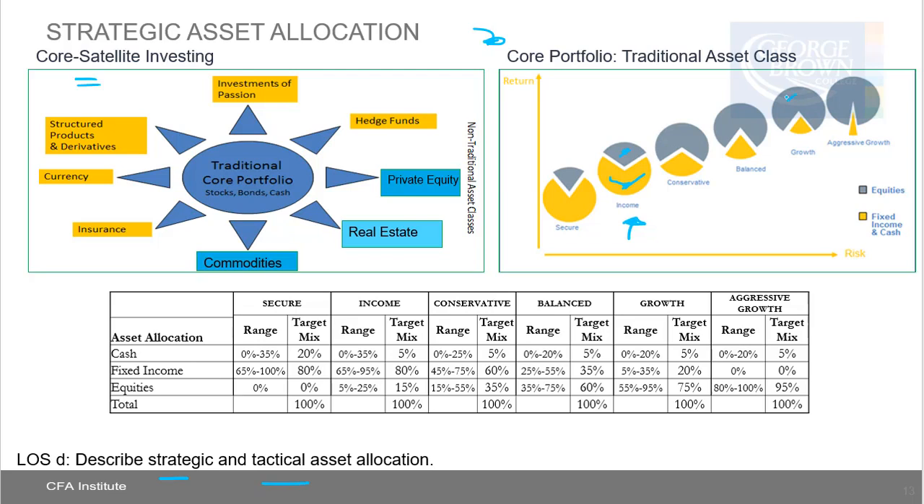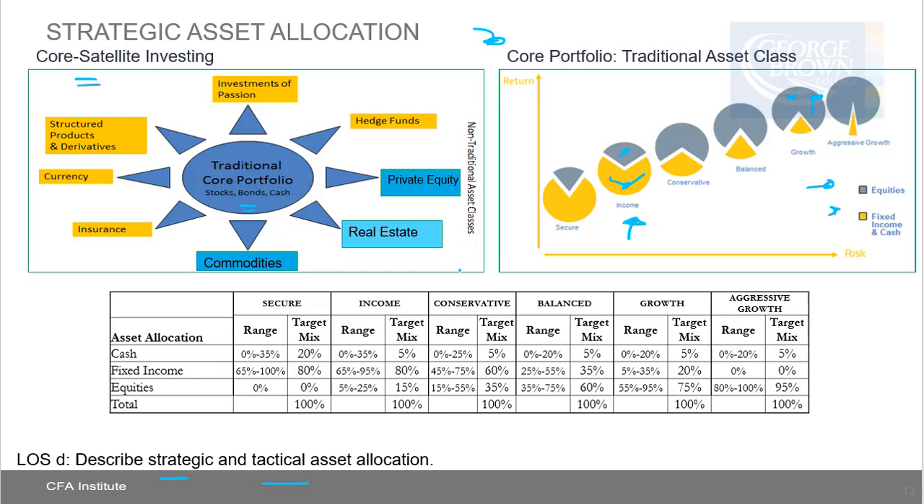If we move to a growth portfolio, you can see that we're going to reduce the percentage of the portfolio allocated to fixed income and cash, and we're going to increase the proportion dedicated to equities. Now, as I said, there's this concept that is called core satellite investing. The core portfolio, stocks, bonds, and cash, we call that traditional asset classes.